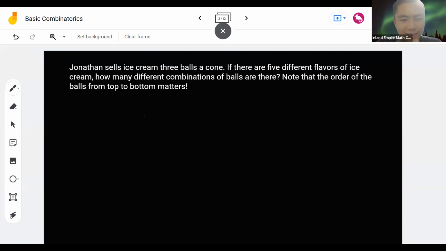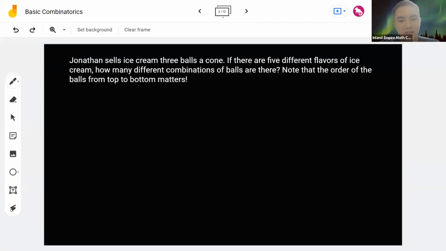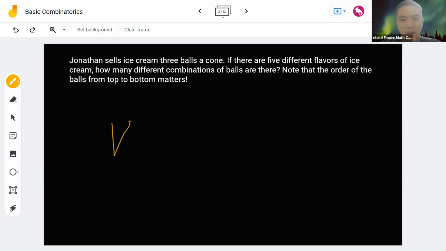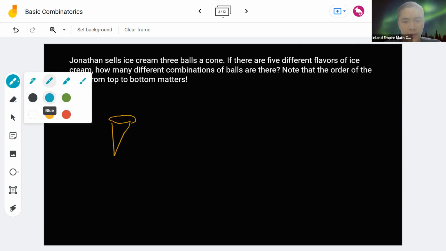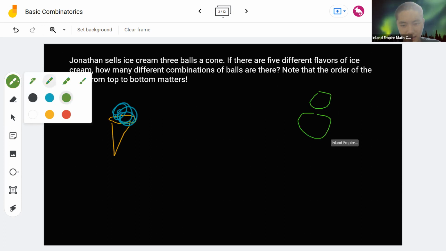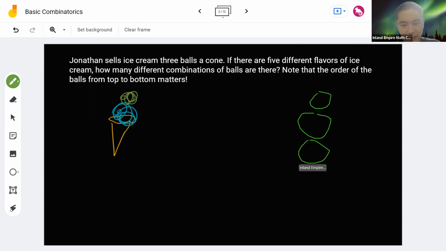All right, Jonathan is selling ice cream. Jonathan sells ice cream 3 balls to a cone. If there are 5 different flavors of ice cream, how many different combinations of balls are there? Note that the order of the balls from top to bottom matters, so it'll be something like this. We want to find out how many orders of balls there can be, as Jonathan has drawn.